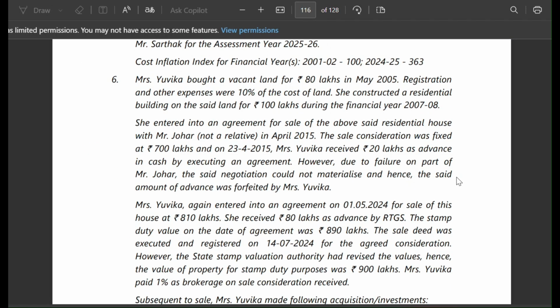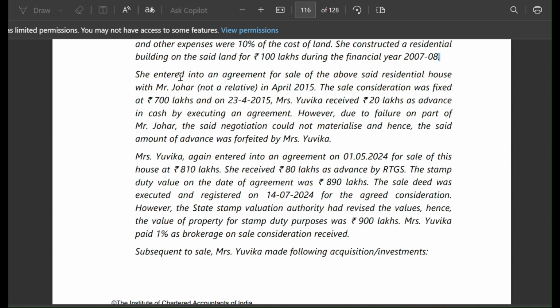Let's do at least 2 questions on capital gain, so you can understand the overview of the capital gain chapter. Mr. Yuvika bought a vacant land for 80 lakhs. This is the cost of acquisition in May 2005, and the registration charges were 10%, that is 8 lakhs. So cost of acquisition includes all the costs incurred for that asset. And she constructed the building at the cost of 100 lakhs in 2007-2008, and she entered into the agreement for the sale of the above residential house in April 2015.